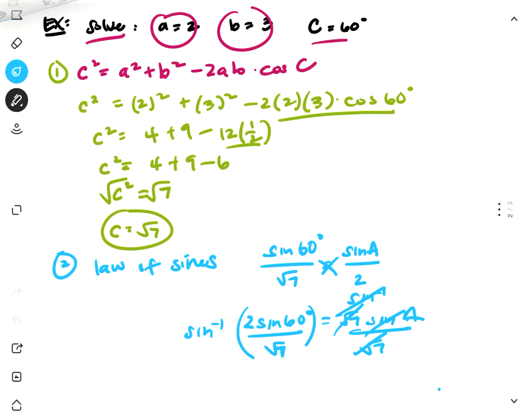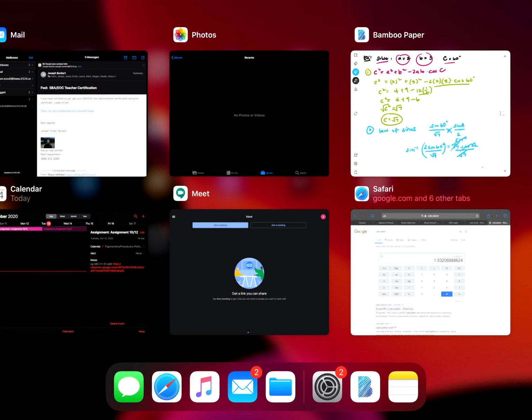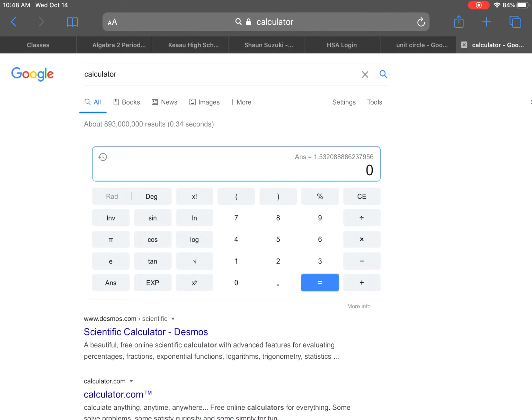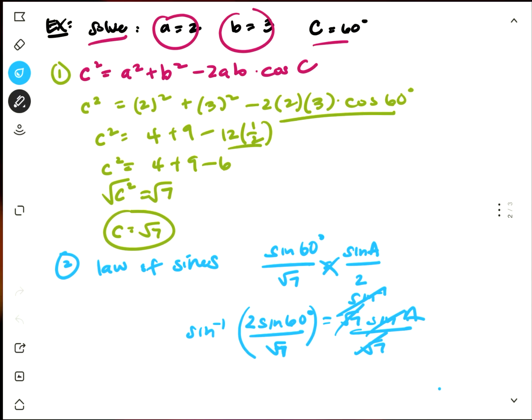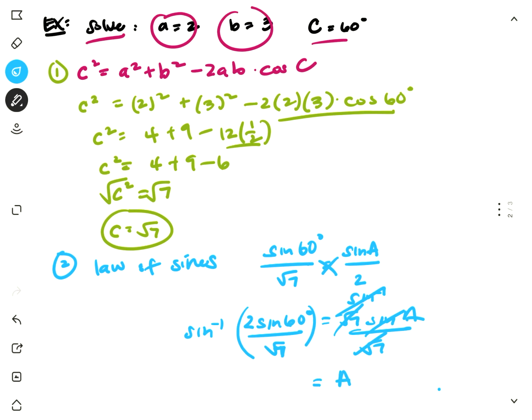Sine inverse of 2 sine 60 divided by square root 7. Close that parentheses and then close the bigger parentheses. Hit equals and we get 40.9. So A is equal to 40.9 degrees.